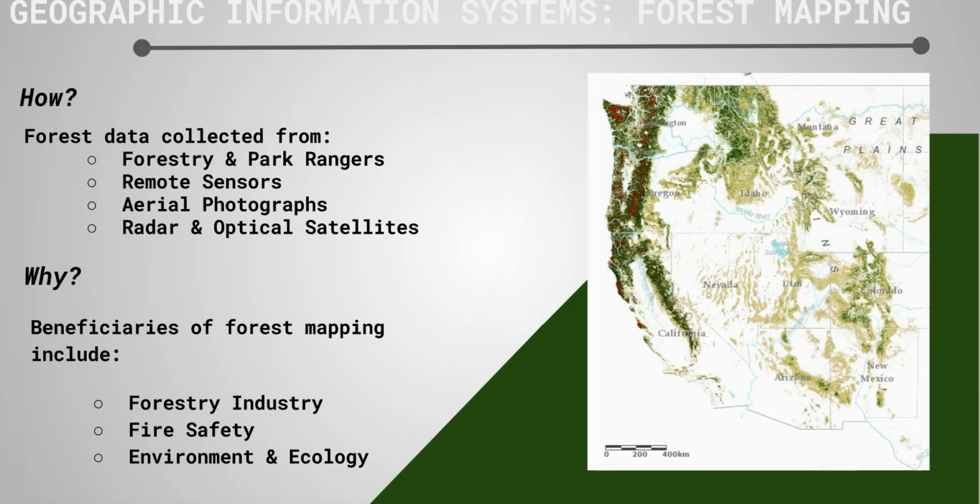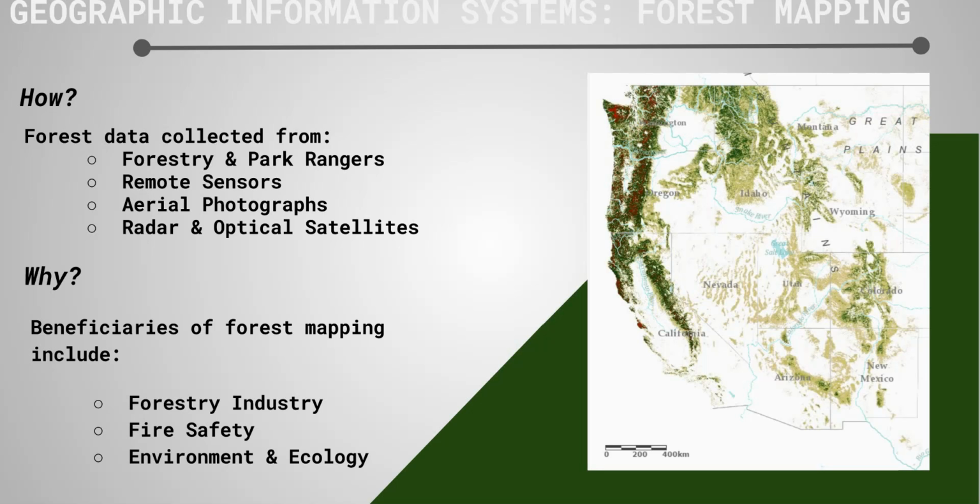One natural resource which stands to gain the most from the use of GIS technology is forests. Because forests are often distributed over vast spaces, GIS techniques are particularly useful for analyzing and representing them. Forest data is collected from a variety of sources including forestry and park records, remote sensors, aerial photographs, and satellite imagery before being fed into a forestry GIS program.